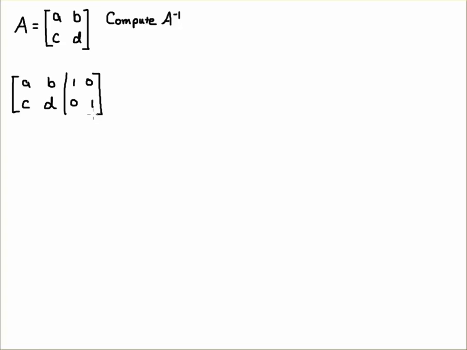However, we just interpret that as we're going to find out the row operations needed to turn the left-hand side into the identity matrix, and then the resulting matrix, the result of performing those operations to the identity matrix, will give us A inverse. Here we go.